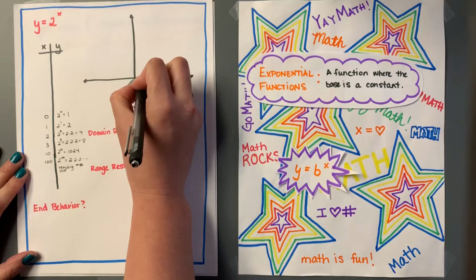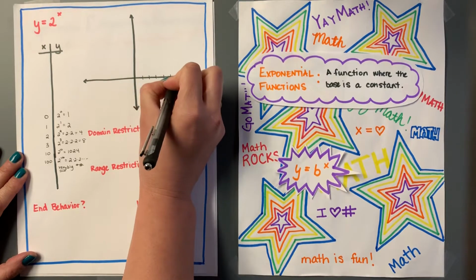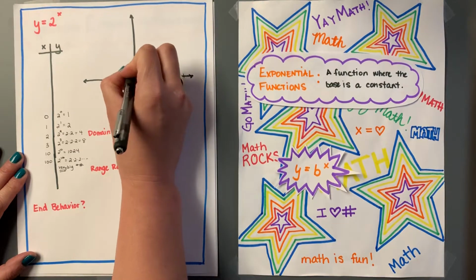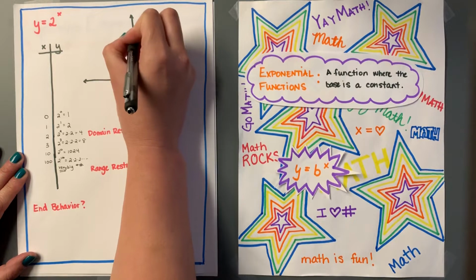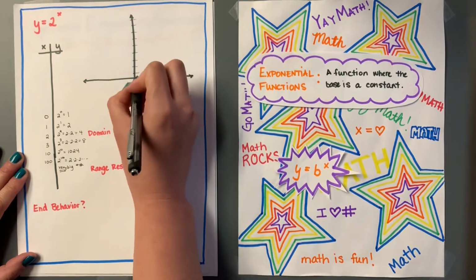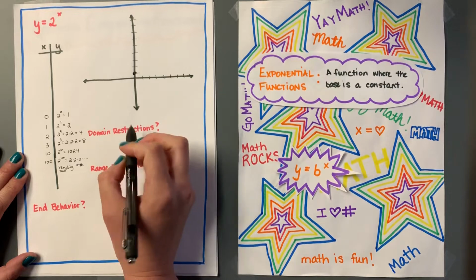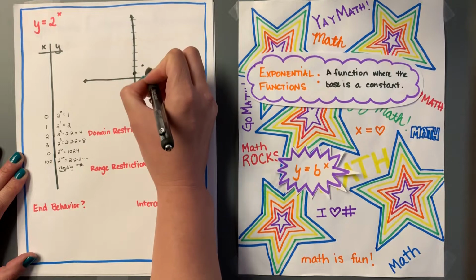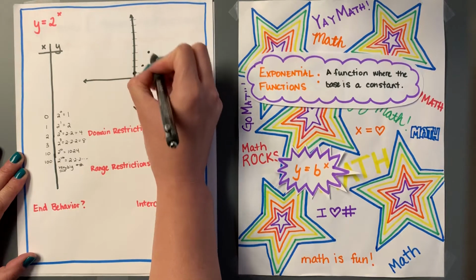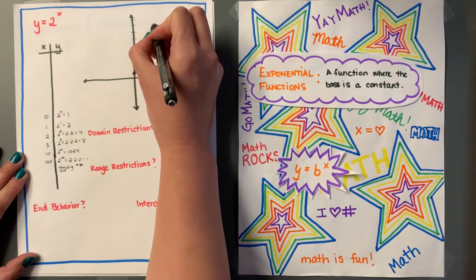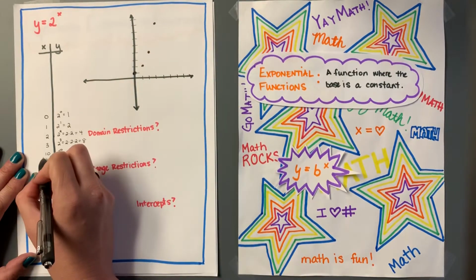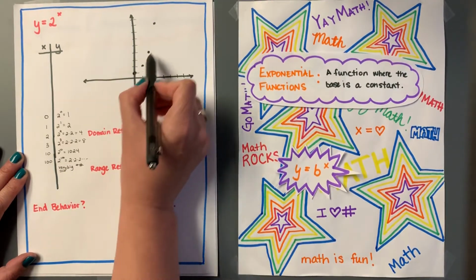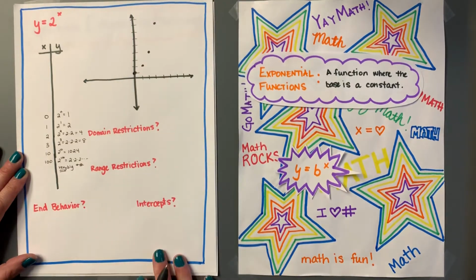So I am going to graph these. I have 0, 1, which will be about here. I have 1, 2. I have 2, 4. I have 3, 8. And by the time I get out to 10, I am at a huge number. So this isn't a line, this is a curve.